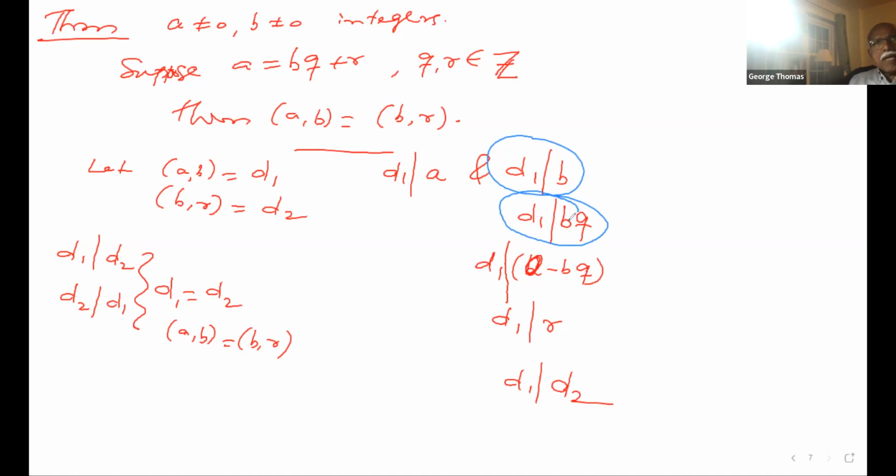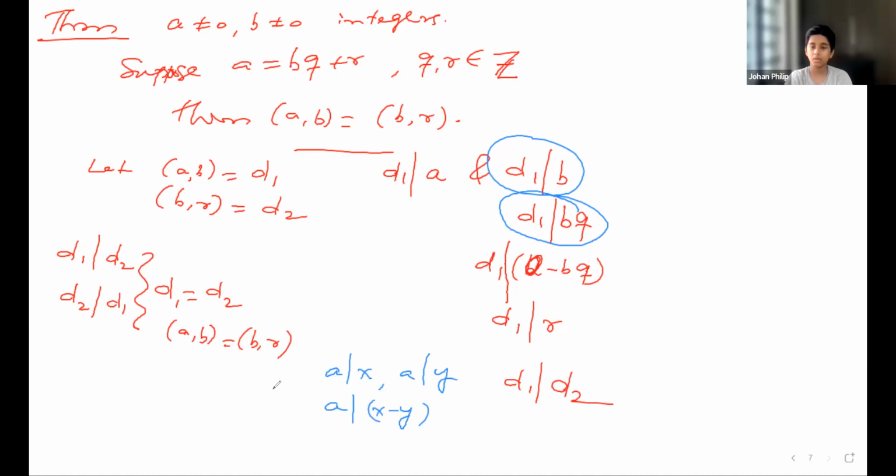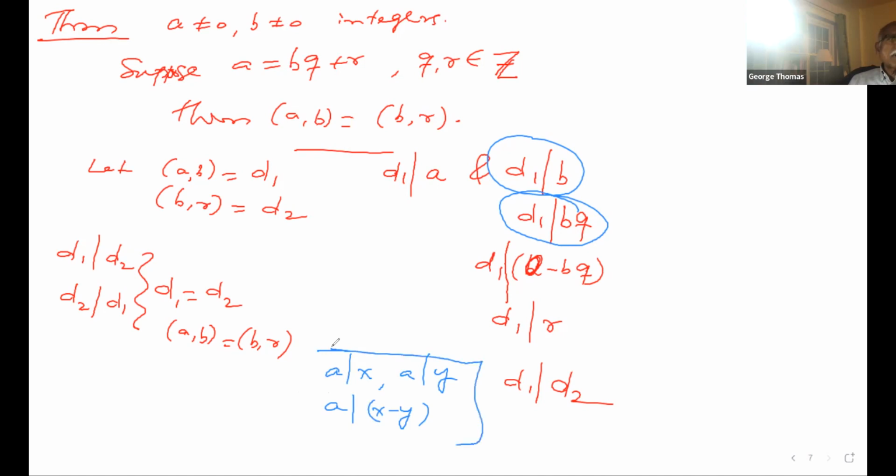If A divides X and A divides Y, then A divides X minus Y. Yeah, that works as well. You can prove that too. We did this in the help sessions before the class started. So this is because, can somebody give a quick proof?